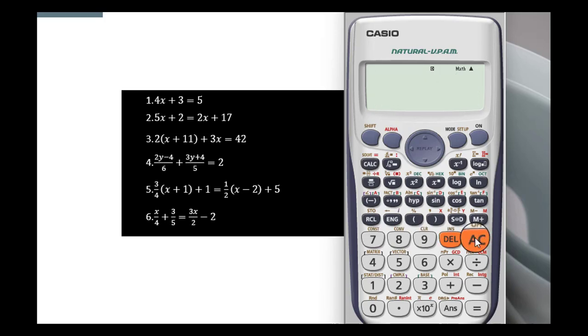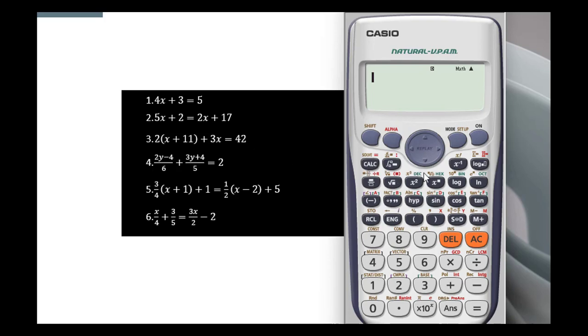Number 4, we have 2y minus 4 all over 6 plus 3y plus 4 all over 5 is equal to 2. And now one thing you need to know is that the linear equation solver found in your calculator can only work with the values of x. So whatever variable that is up there, like the y we have here, just convert it to x and then solve with it. So I'm going to rather type 2x minus 4 over 6 plus 3x plus 4 over 5 is equal to 2. After all, a variable is a variable. But in your presentation, you should know that the actual value in the question is y. Let's proceed further.